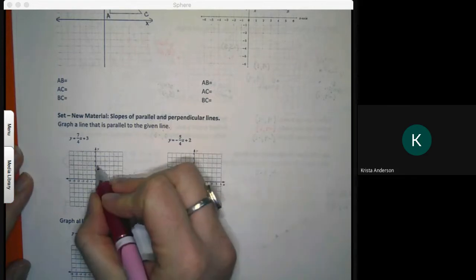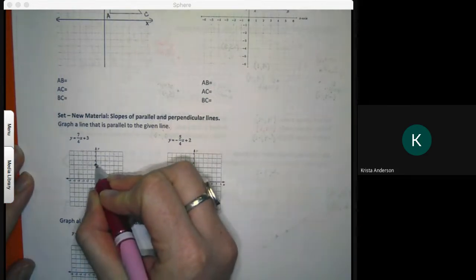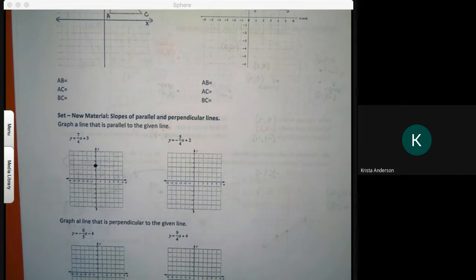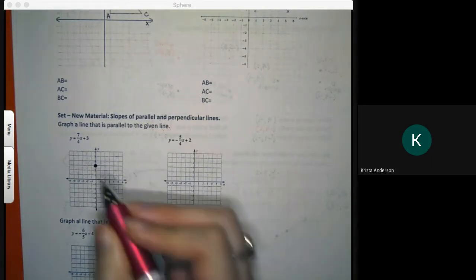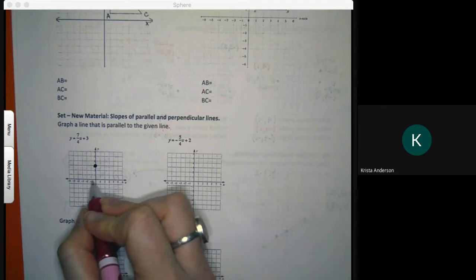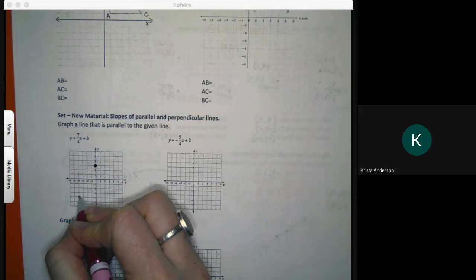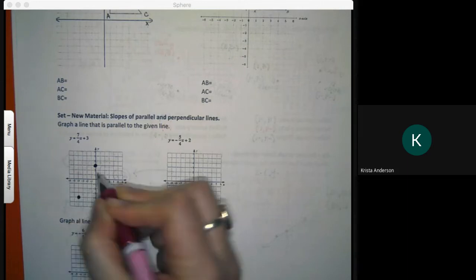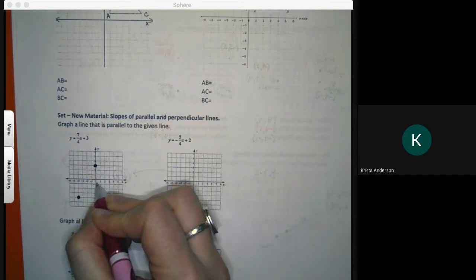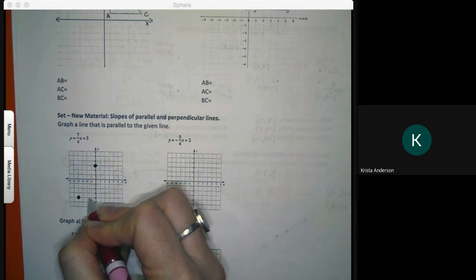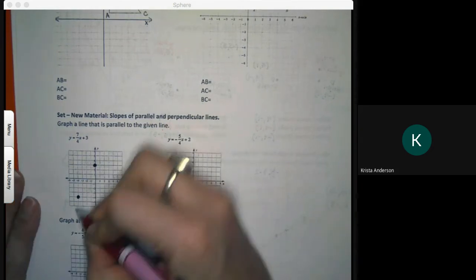Will you put a dot on the 3? And will you put a dot on -4? Let's see, that'll be -7, so 7, 6, 4. -4, -4. And then draw a line.